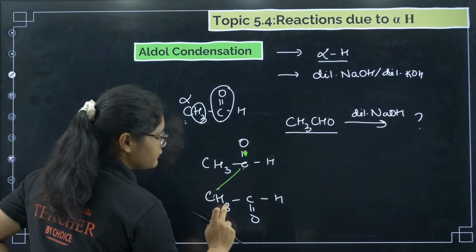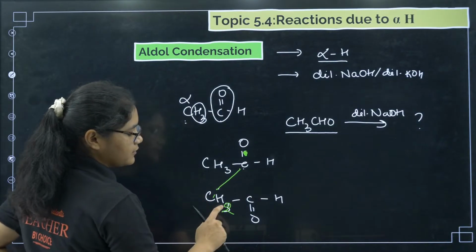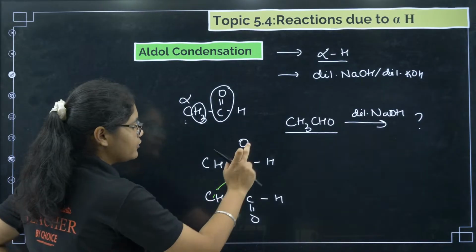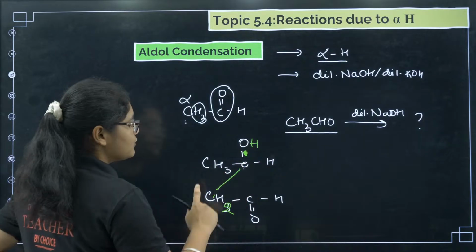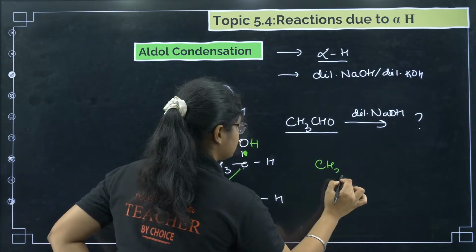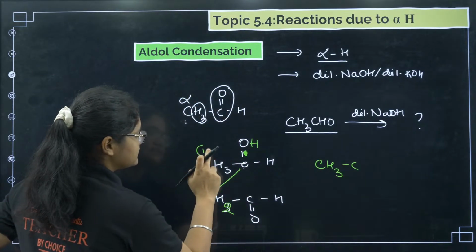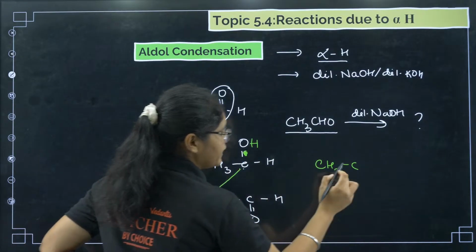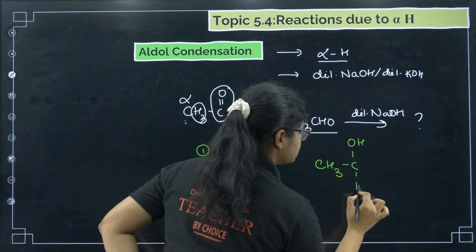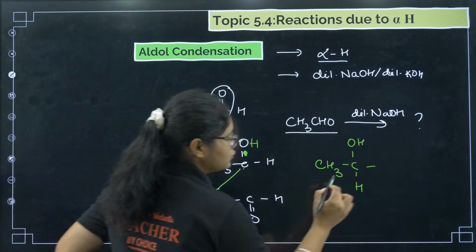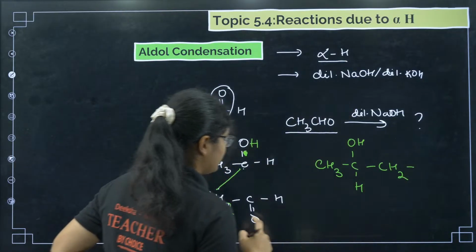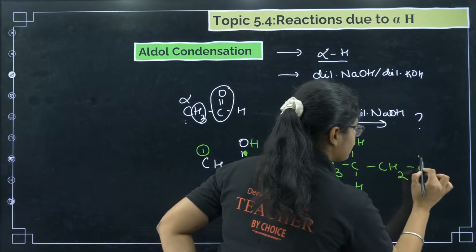Okay, next what you will do, you will remove one hydrogen from here. This is becoming CH2, so one hydrogen will be added here. Okay, so what I will get as the product: CH3, then CHOH, then CH2, next C double bond O, H.